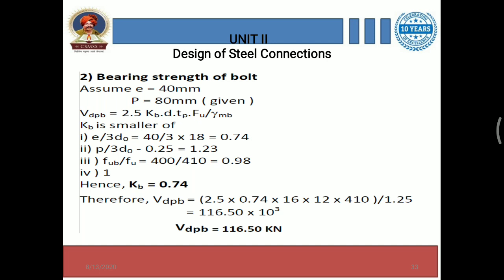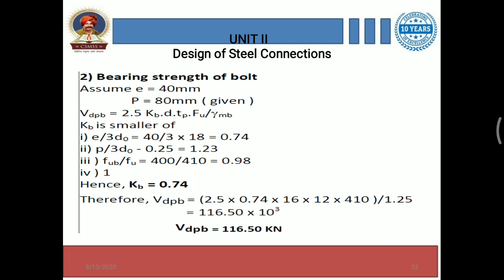VDPB, directly we have this formula for the calculation of VDPB: 2.5 into KB into D into TP into FU upon gamma MB. Okay, now first thing we have to do is calculate the value of KB.